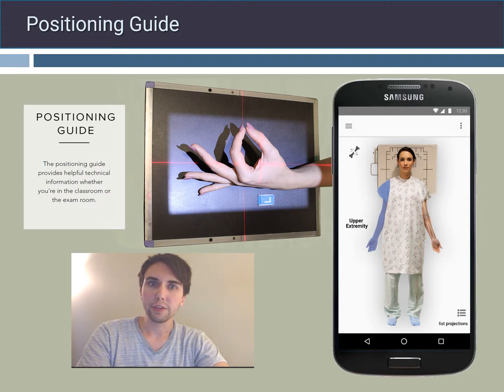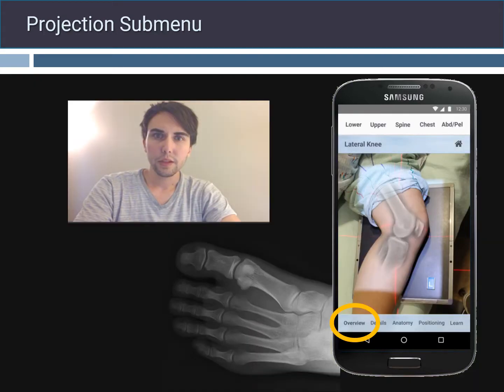The positioning guide feature is basically navigated using an anatomical model broken up into body segments. Each body segment is identified with color blocking and a superimposed radiograph. Clicking on the body segment guides users to a list of projections. Once the user has selected a projection, they're directed to the projection submenu.